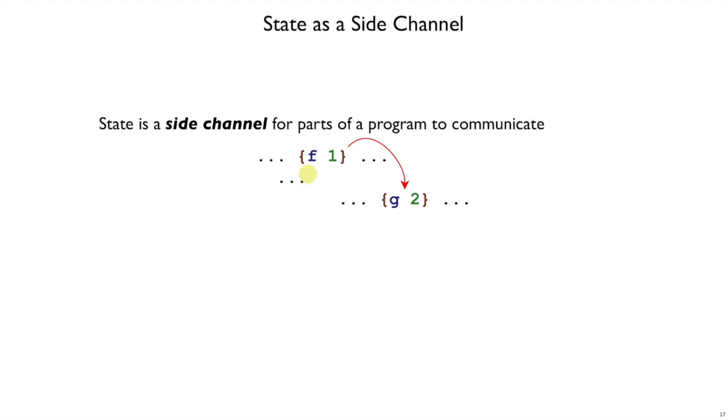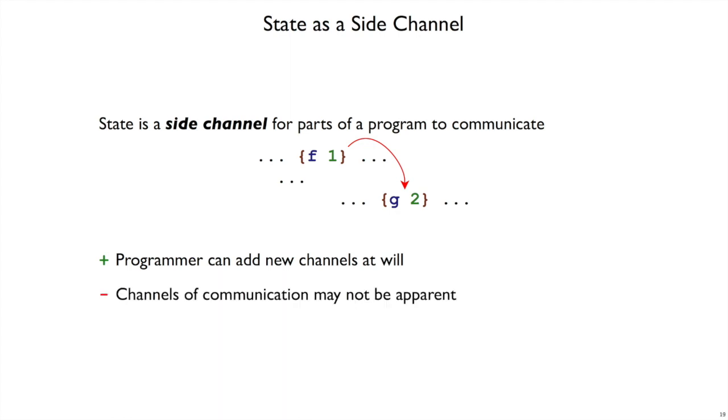By side channel, I mean a way of having a function call over here, f of 1, affect what happens later when you call some other function, g, on 2, in the case when there's no value that flows directly from the result of f into the call of g, like this. So that's the good part of state. A programmer can add these new side channels at will to communicate among different parts of a program and plug them into different APIs. That's the drawback as well, at least if you're reading someone else's program.